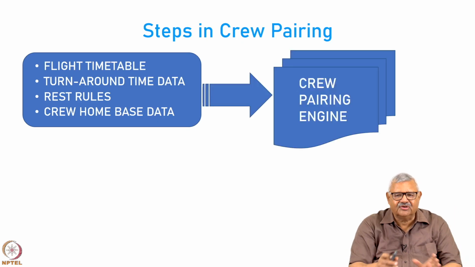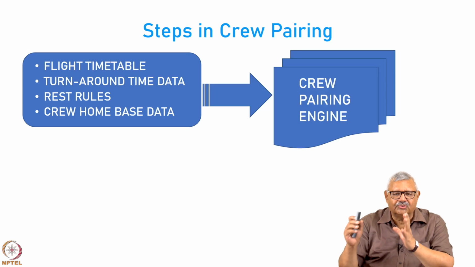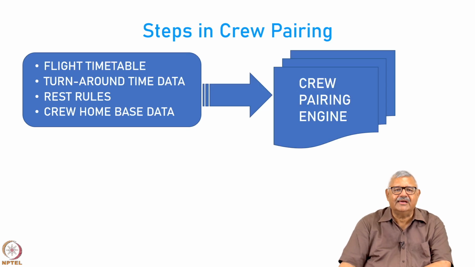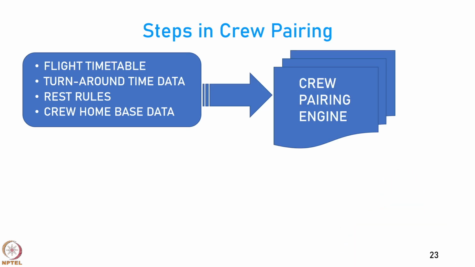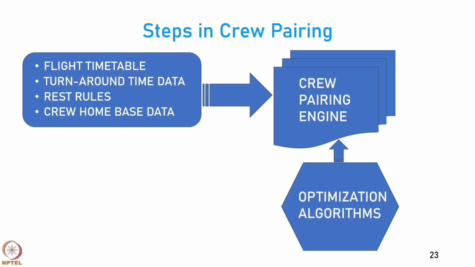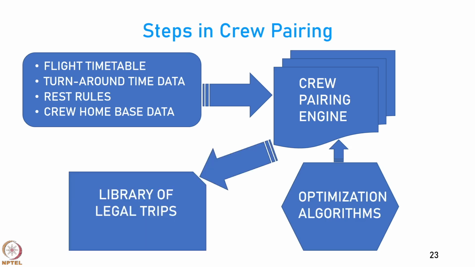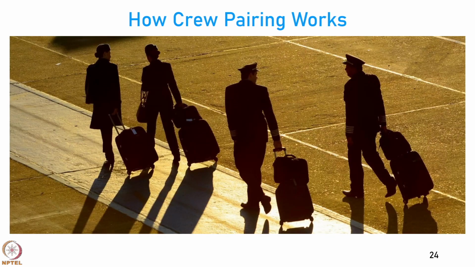This information is given to a huge computer program called a crew pairing engine. This engine uses optimization algorithms to churn out the possible library of all the trips which are possible and which are legal. Then these legal trips are given to the next step, that is crew rostering, for further processing.